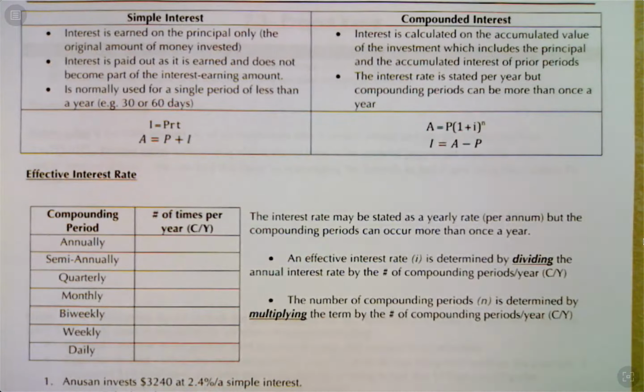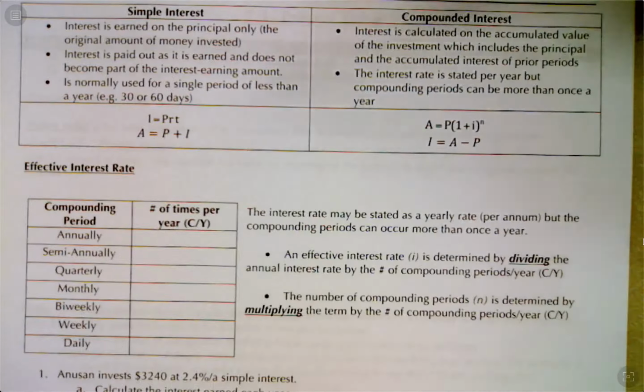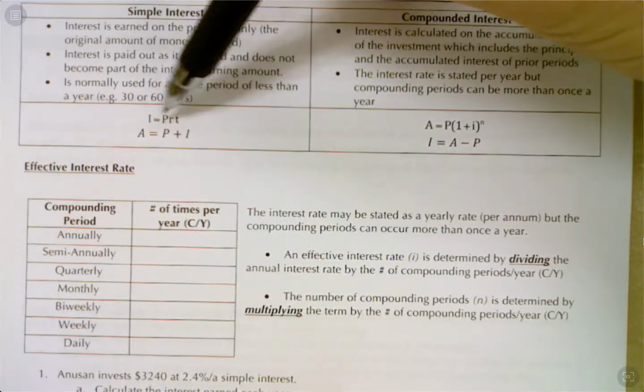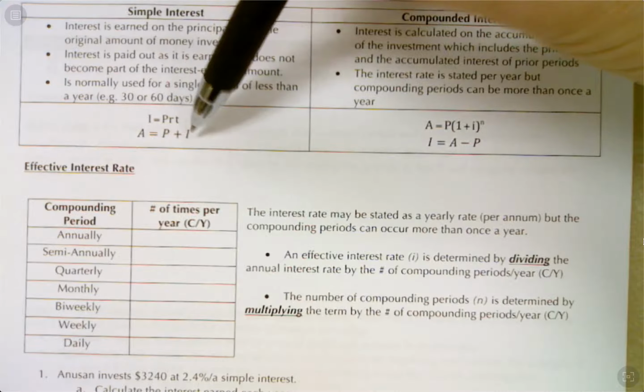Simple interest has two equations. You'll always be provided with these equations. You do not need to memorize them. The first one is I equals PRT, and the second one is A equals P plus I.